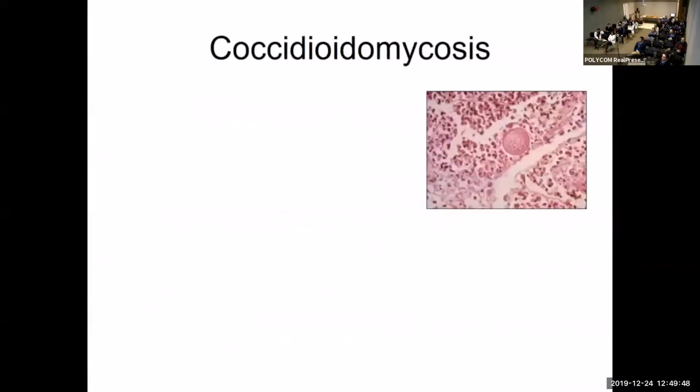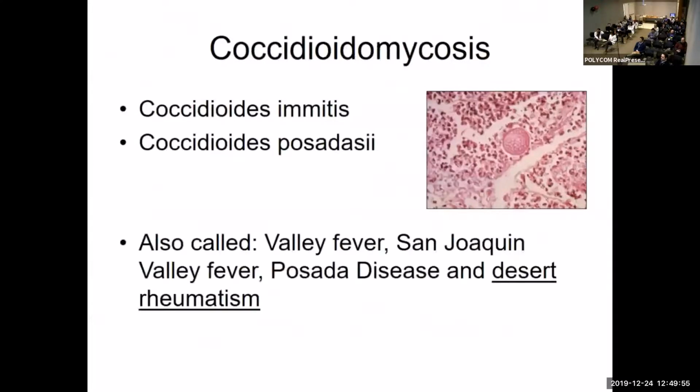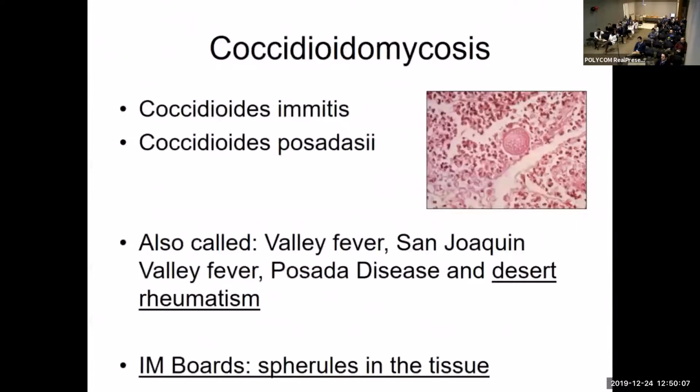So cocci is usually caused by Coccidioides immitis or posadasii. It's also called valley fever. The other special name that it has is desert rheumatism, and this is important because it gives you a lot of musculoskeletal lesions. So this image is like classic in the boards.